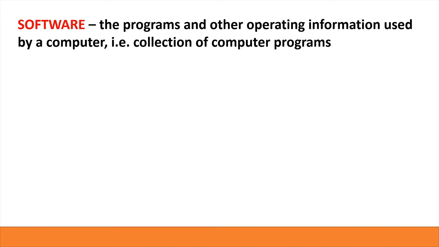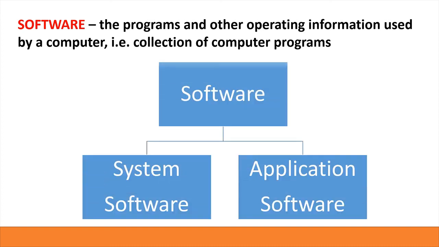Remember that a set of instructions is a program. When I collect a lot of similar programs together, it in turn becomes software. The next thing you have to remember is the classification of software. Like we saw in the differentiation of hardware and software, software can be classified into two parts: one is system software and the other is application software.